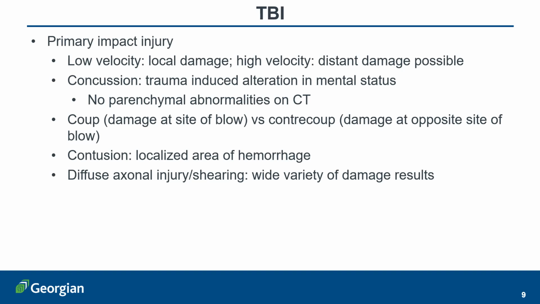Lastly, diffuse axonal injury or shearing is when you have widespread damage to the neurons in the brain. So you have widespread rattling of the brain in the cranial cavity, and literally the axons of the neurons in the brain get torn, and that's why it's referred to as diffuse axonal injury or shearing. That's going to be a very severe form of traumatic brain injury.